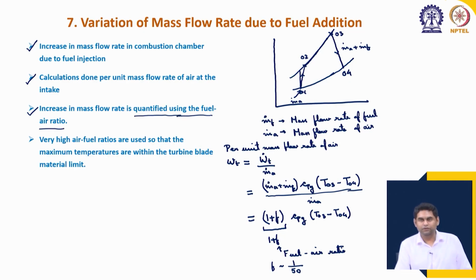So, air fuel ratio will be 1 by F, and we have discussed that very high air to fuel ratios are used, of the order of 50, so that the maximum temperatures are limited and the turbine blade material limit is satisfied. Okay. So, now we move to the last point.